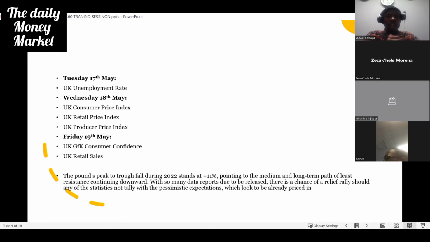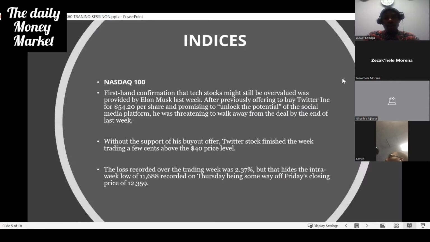On Tuesday the 17th of May, there was the UK unemployment rate. Wednesday, the 18th of May, there was the UK consumer price index. There was the UK retail price index. Friday, the 19th of May, I think Friday, yeah, there's the UK GfK consumer confidence. There's also the UK retail sales index.